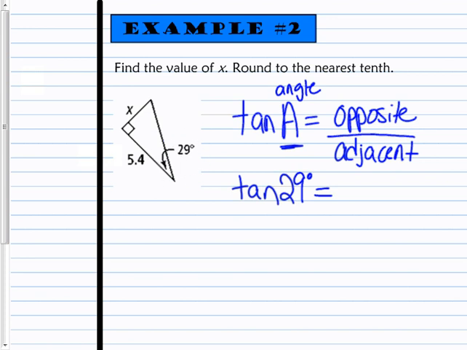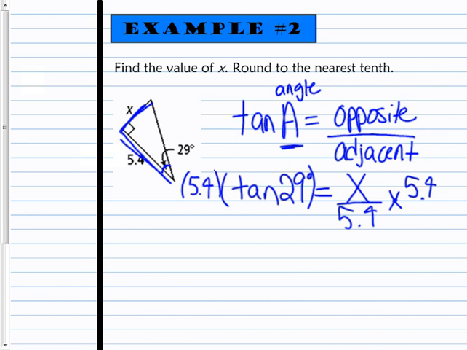Okay, so here's my angle. The side that's opposite is x over the adjacent. The side that's adjacent is 5.4. How are we going to solve for x? What do we have to do to get x by itself? Well, in order to get x by itself, we need to multiply both sides by 5.4. So times 5.4, then in parentheses, times 5.4.